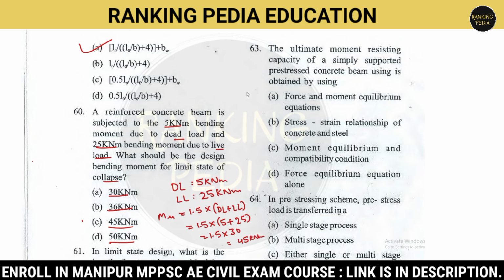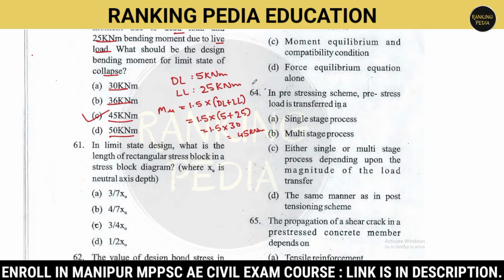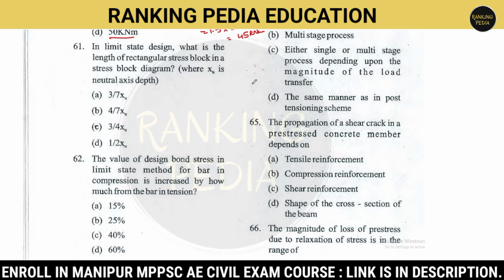Which option is correct? Option C is correct, which is 45 kNm. This is the final answer. This is the design bending moment for our limit state of collapse, which is 45 kNm. Option C is correct. Next question is question number 61.